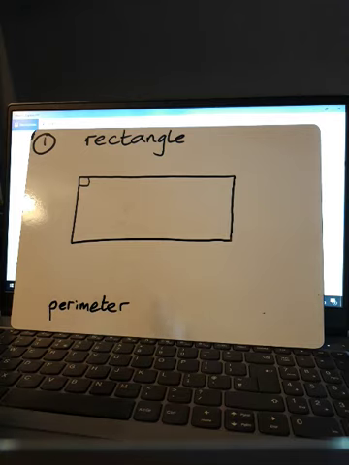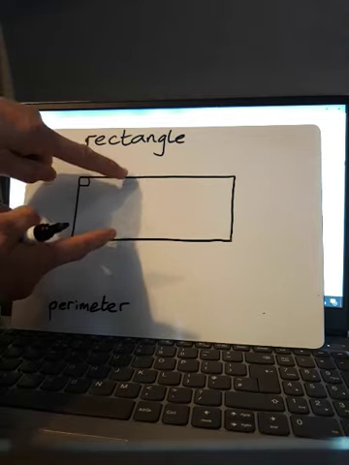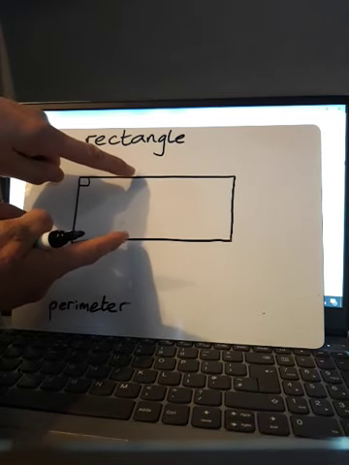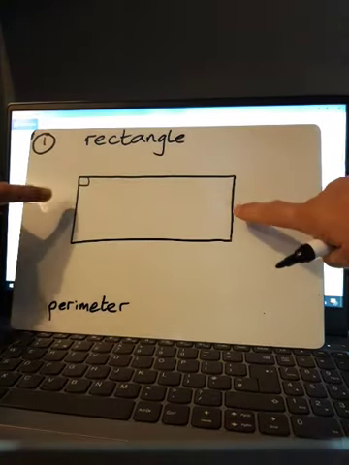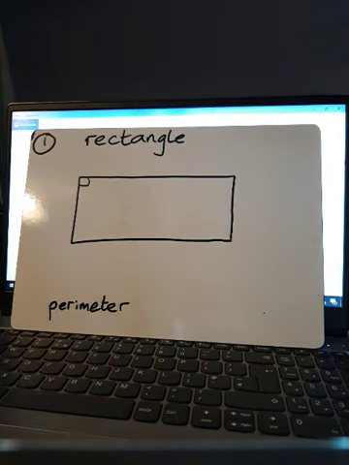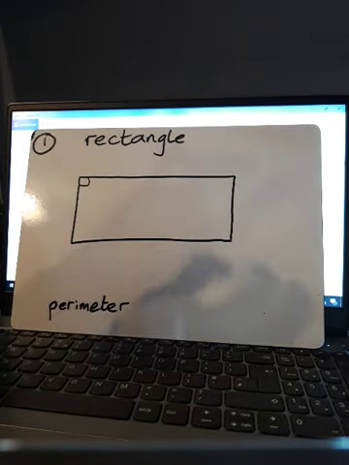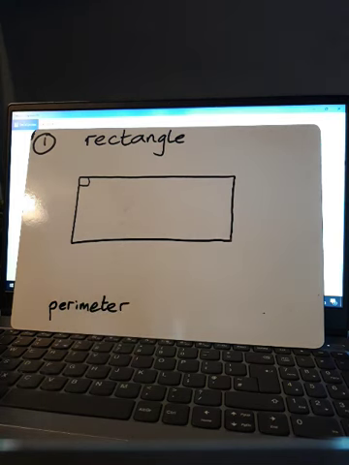The sides of a rectangle, we know that opposite sides are equal in length. So those two that I'm pointing at the moment are the same length as each other, and these two are the same length as each other. And if you've got that, you have a rectangle. So four angles, all 90 degrees, all right angles, and then four sides, opposite sides are equal, you will have a rectangle.